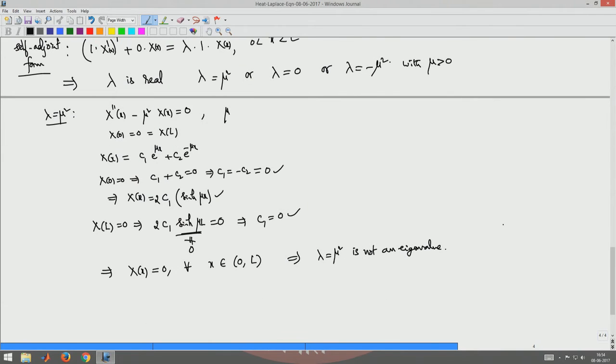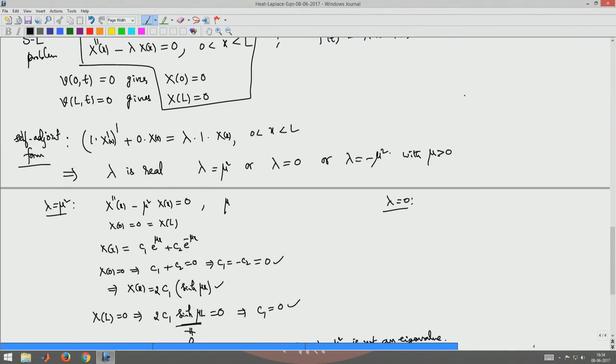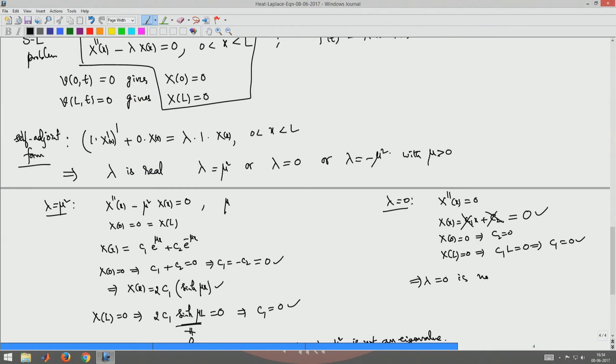Okay. So you can also do it for lambda equal to 0. Let me test lambda equal to 0. In this case the equation becomes X double dash of x equal to 0. The general solution of this is C1 x plus C2. Then you apply X(0) is 0, which will give me C2 is 0. So this is gone, and then X(L) equal to 0 will give me C1 L equal to 0. This gives me C1 is 0. So that means this is also 0, so X(x) is completely 0. Lambda equal to 0 is not an eigenvalue. So that means there is no non-zero solution for this problem with this boundary condition.